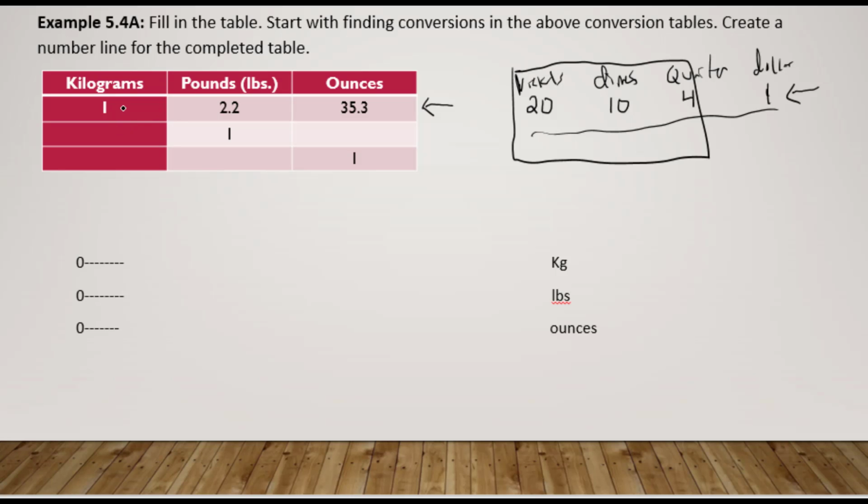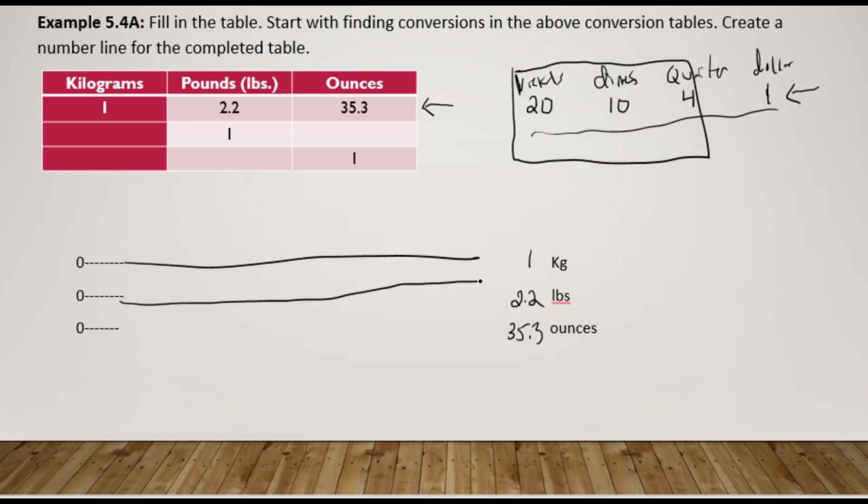So these are equivalent. 1 kilogram is the same as 2.2 pounds, is the same as 35.3 ounces. So I'm actually going to put that up here. Kilograms. I'm going to have 1 kilogram here, and that's the same as 2.2 pounds, and that's the same as 35.3 ounces. And I'll try to draw straight lines as best I can. These are number lines. And of course, these are equivalent too, which makes sense. 0 kilograms is the same as 0 pounds, is the same as 0 ounces.